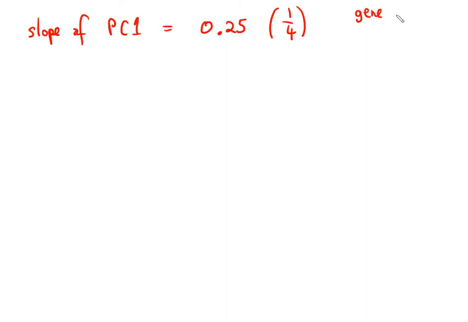Cool. So now that we have found our first principal component, we can just look at the gradient like we normally do. What is the gradient of the line, the slope of the line? We can look at the slope of PC1. In our case, let's just say it was 0.25, 1/4. And we know that on the x-axis we had gene 1, and on the y-axis, gene 2.